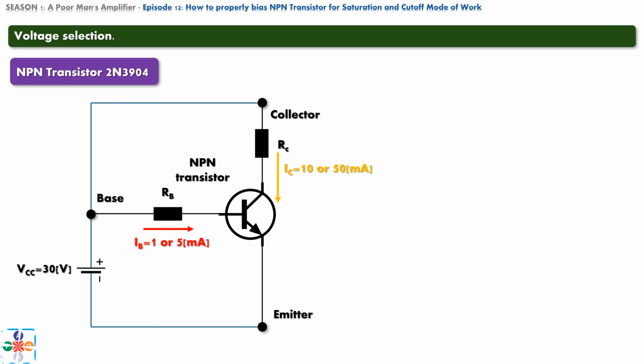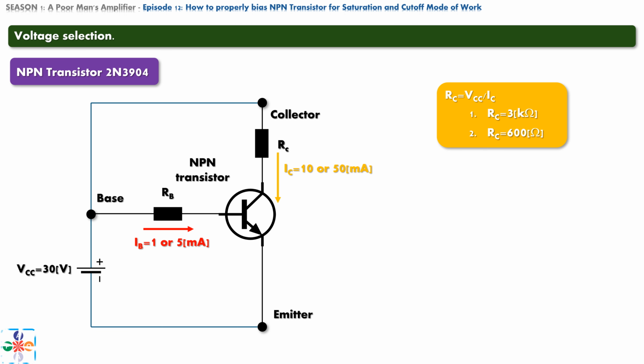Now, we have selected power source, and we have required values for currents. We can now easily calculate value for base current limiting resistor RB, and value for collector current limiting resistor RC. For RC, we use simple Ohm's law, where resistance is proportional to voltage, and inversely proportional to the current. For desired current of 10 mA, we get 3 kilo ohms, and for desired current of 50 mA, we get 600 ohms. For base current, the formula is a little bit different.